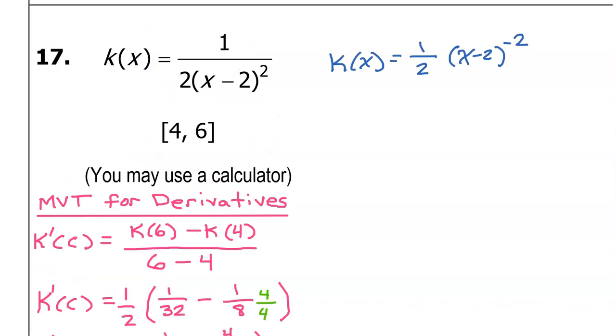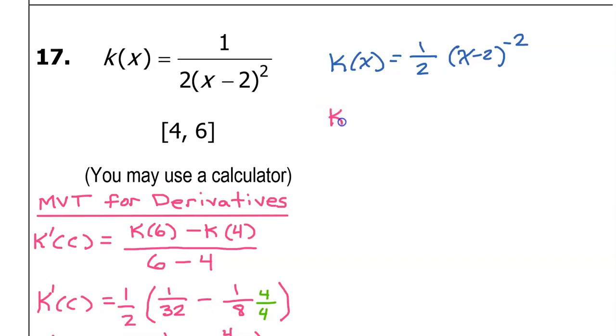Next, we need to find an expression for k prime of x. But first, we need to recognize that k of x itself is the same thing as 1/2 times x minus 2 to the -2 power. In this form, it's easier to do the power rule.